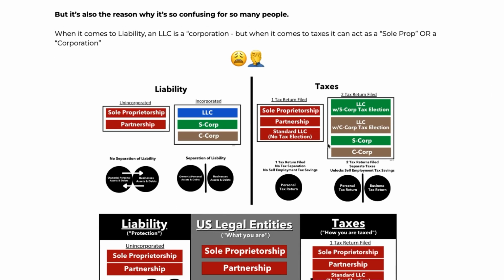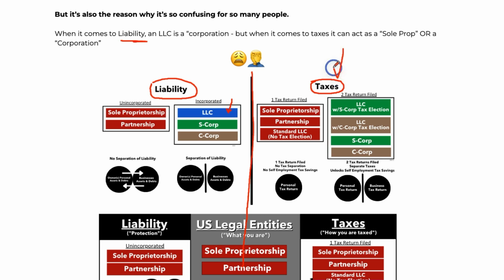And this is kind of the diagram that I think is going to be very helpful for you to understand. You got to understand that there's kind of 2 sides to this entire equation. There is the liability side, and then there is the taxes side. And so when it comes to liability, an LLC is an LLC. There's no different types of LLCs when it comes to liability. It's just an LLC is an LLC. Any type of LLC is going to protect you from liability, just like any other corporation would.